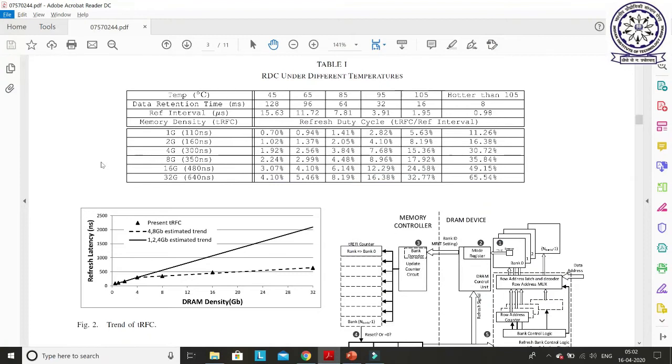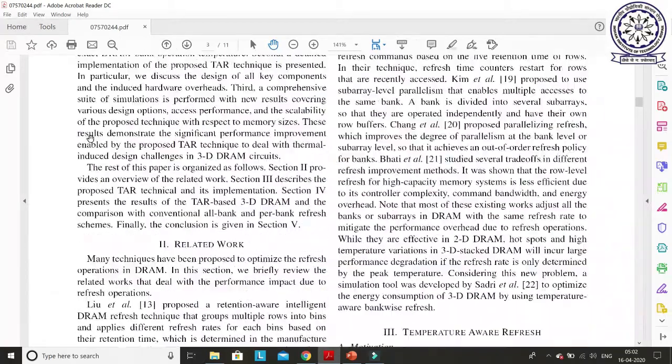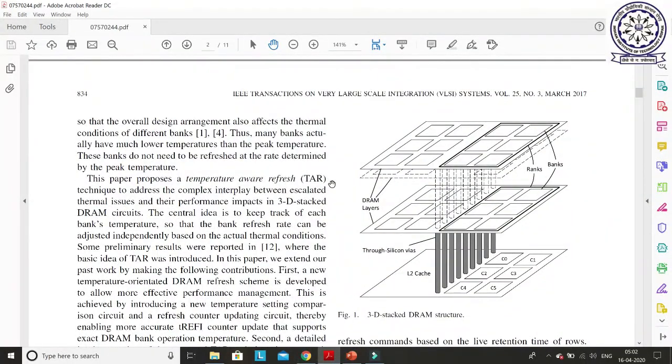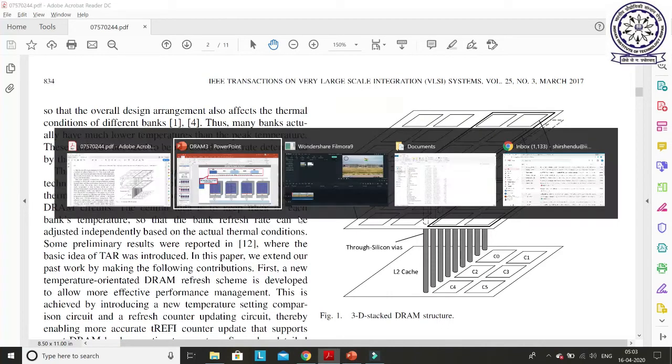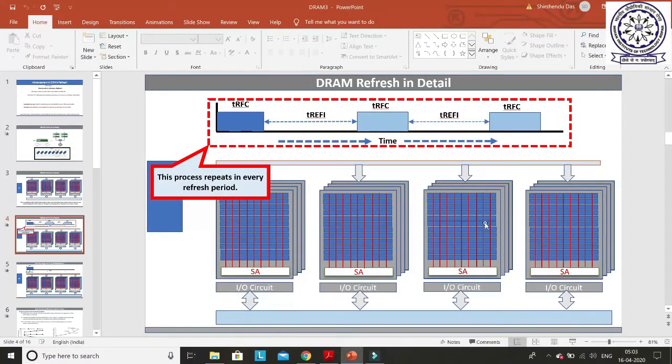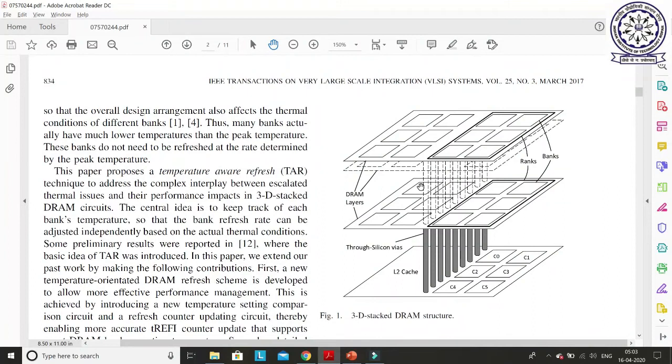So to reduce these temperature issues, this paper proposes an interesting idea. They said that in a 3D architecture, temperature will vary from one bank to another bank within the rank. It is the same case that I discussed here: maybe this particular chip is working at 95 degrees centigrade, and all other chips are working at less than 85 degrees centigrade. The same thing may be possible here, maybe with different ranges, such as 85 degrees, 105 degrees, and above 100. There are many different ranges possible in 3D stacked DRAM.